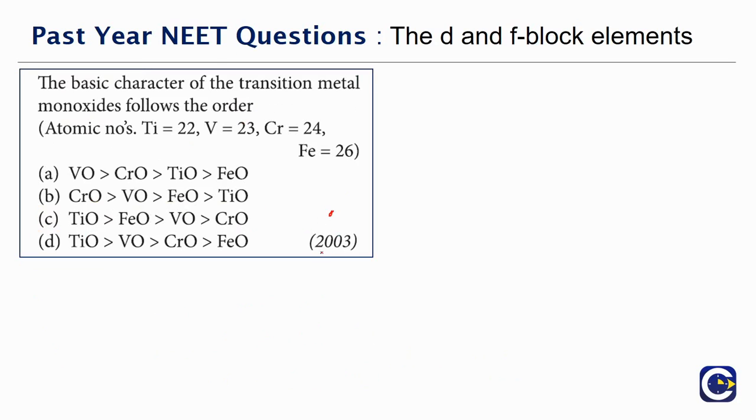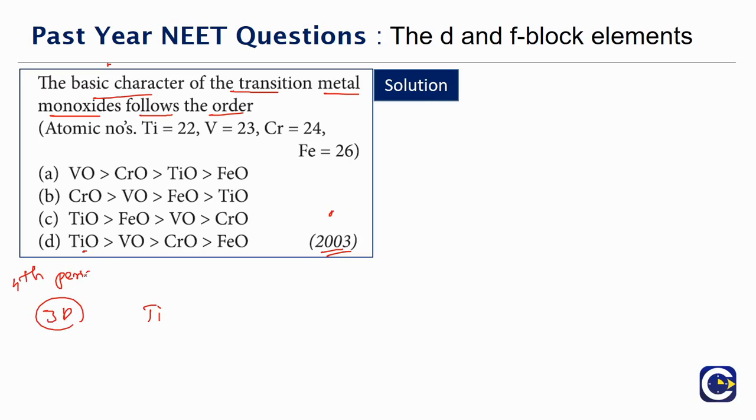Next we have a question that came in 2003. The basic character of transition metal monoxides follows which order? See, the oxides, right? We are talking about titanium, vanadium, chromium and iron. Where will these elements come? They come in the 3d series, which is in the fourth period. So all these elements come in a period: titanium, then vanadium, then chromium, then manganese, then iron. So this is the order we have in terms of these elements.